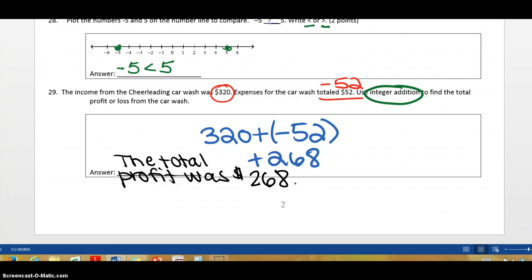Now remember, if you guys wrote something like 320 minus 52, you would not get full credit for that since we are asked to use integer addition here. So make sure you are going very slowly and looking over those directions and really understanding what they're asking us to do. Because I don't want anyone losing silly points for that. So you'll see something asking for integer addition tomorrow. Make sure you really read that and you understand that we have to use that addition sign in there to show the expression that they're asking. So in this case, 320 plus a negative 52.